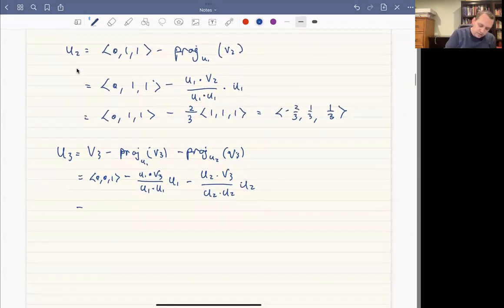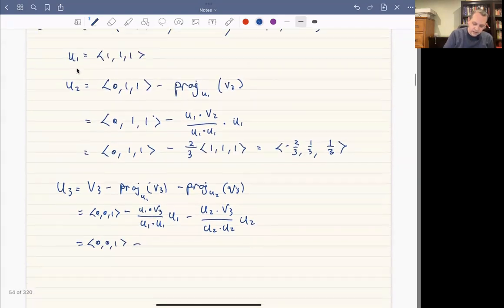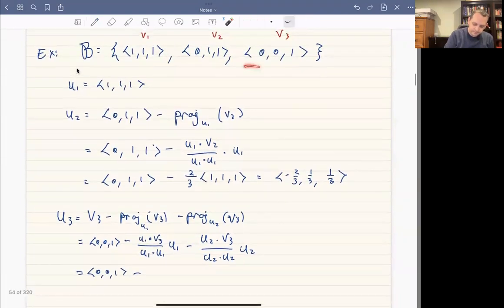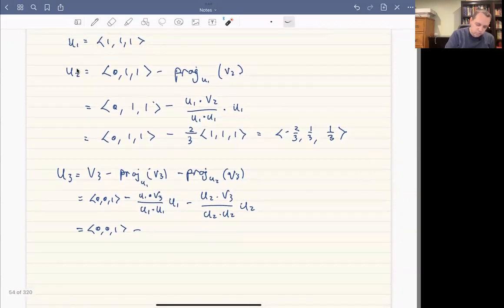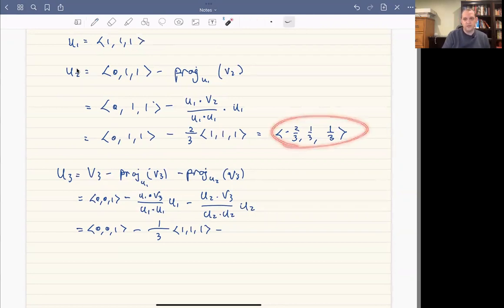Okay, and so this is going to be 0, 0, 1 minus, let's see, V3 was 0, 0, 1, dotted with U1 is going to be just 1. U1 dotted with itself is still 3, and U1 is still 1, 1, 1. Okay, now subtract U2 dotted with V3. Remember, U2 is this new vector that we found, negative 2/3, 1/3, 1/3. So if I dot that with V3, that's going to be 0 plus 0 plus 1/3. So it's 1/3.